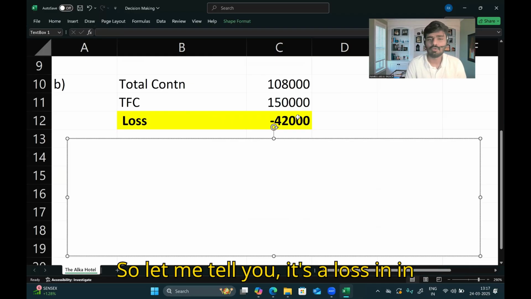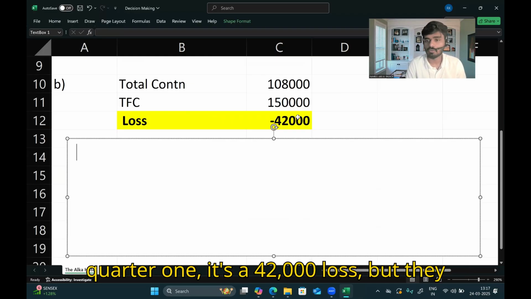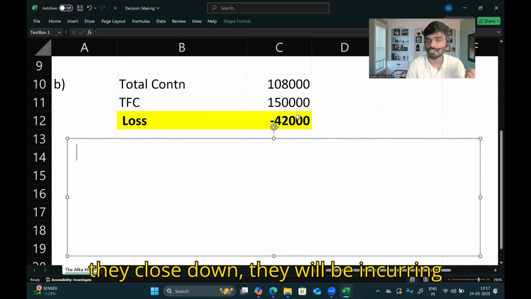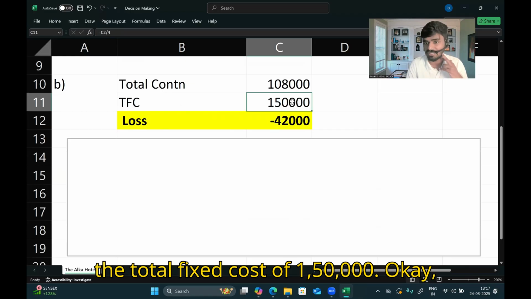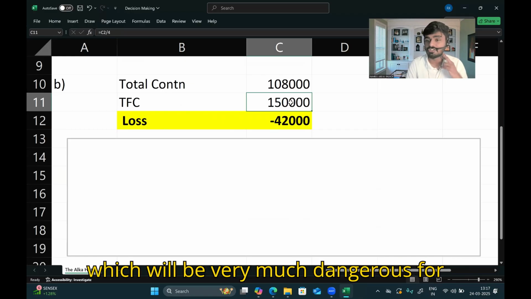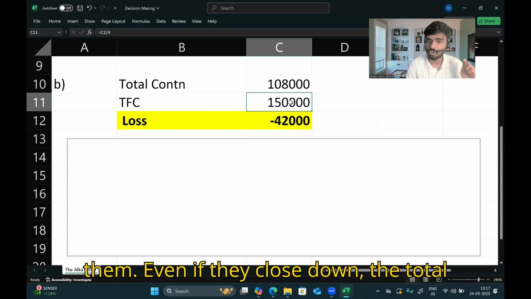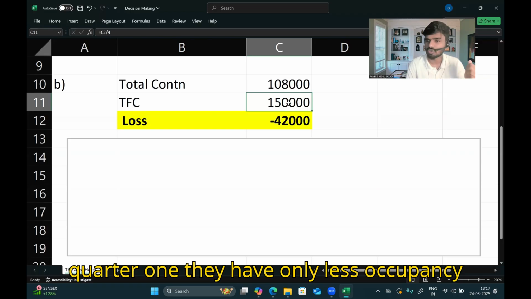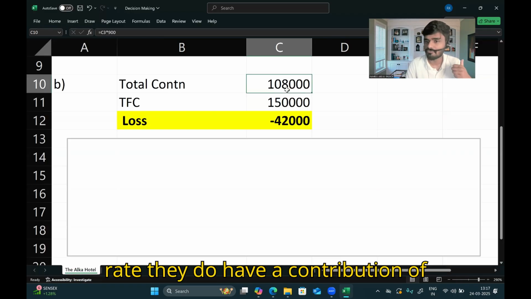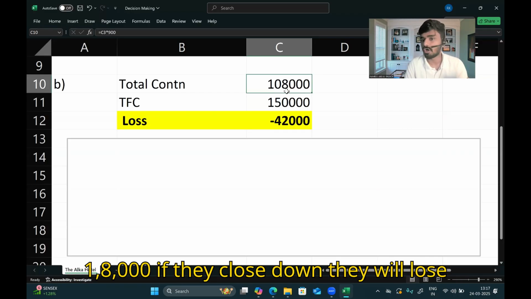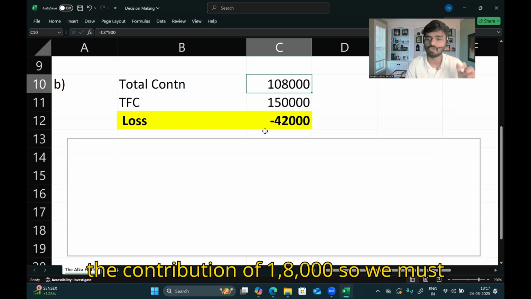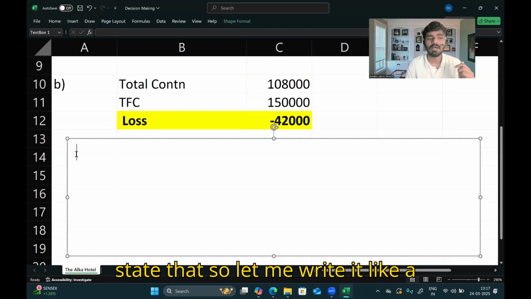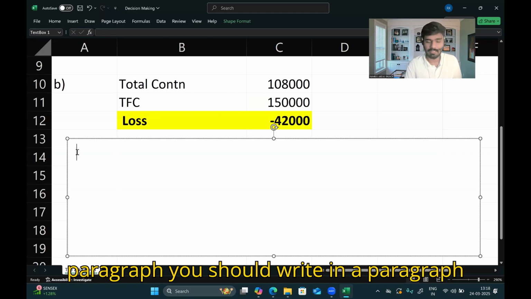So let me tell you, it's a loss in quarter one. It's a 42,000 loss, but they should not close down, because even if they close down, they will be incurring the total fixed cost of 1,50,000, which will be very dangerous for them. Even if they close down, the fixed cost will be there. In quarter one they have a lower occupancy rate, but they do have a contribution of 1,08,000. If they close down, they will lose that contribution. So we must state that. Let me write it like a paragraph.